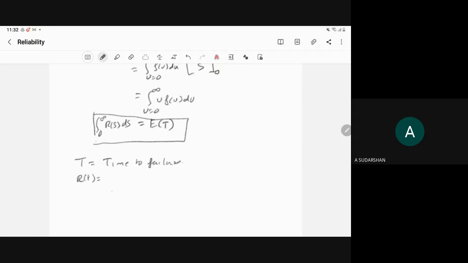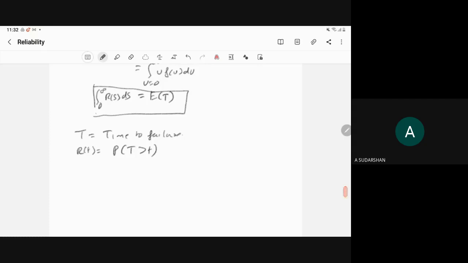What is the definition of reliability? Reliability is the probability that T is greater than t. This is the definition of reliability. What is the meaning of this sentence? It is the probability that the device does not fail up to time t. So during the useful phase, the device failed due to what I have told you. The device does not fail up to the time t.